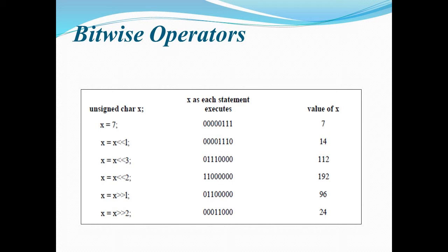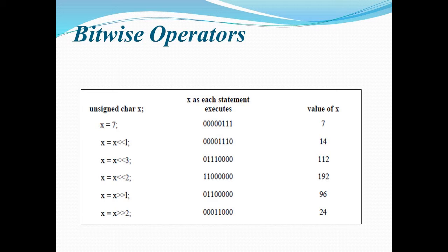Now in this slide we are going to look at how the left shift and right shift operators work. Here I have taken one example, that x is equal to 7. When I say x is equal to 7, its binary value is 1 1 1 and the rest will be 0. That is the value of 7 in binary. What if I say x is equal to x left shift by 1?